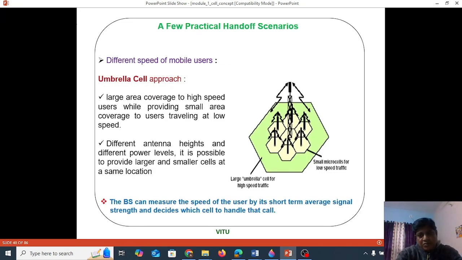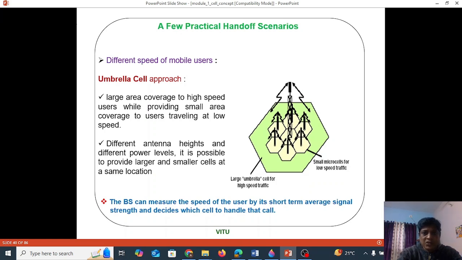If we see the figure where a cell is split into small cells, the small cells are served by the base stations which have low height and low transmit power, and they are taking care of the users which have low speed. And the big antenna, which is located at the middle, has a big height and its transmit power is high. It takes care of the high speed users.